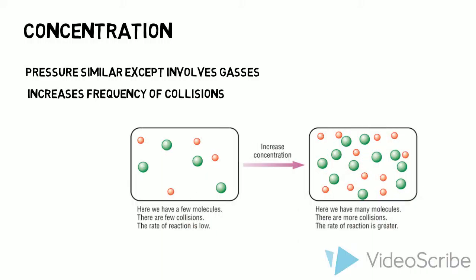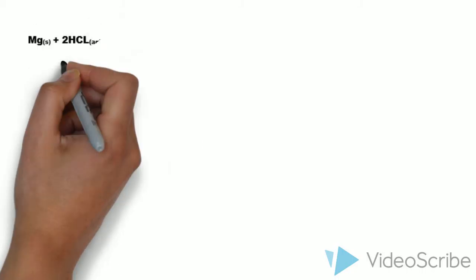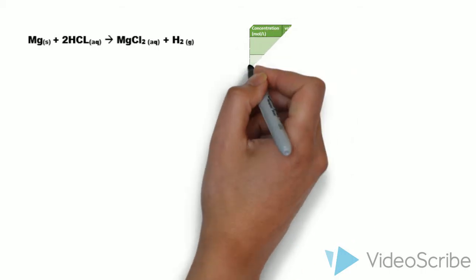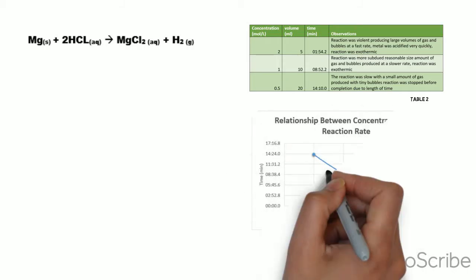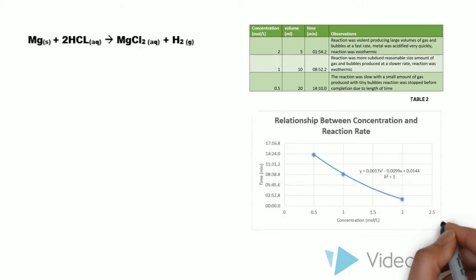Two experiments were performed to show the relationship between concentration and reaction rate. The first experiment was between magnesium and differing molar concentrations of hydrochloric acid, and the results showed that the magnesium placed into 2 moles of HCl took 1 minute and 54.2 seconds to react completely, while magnesium placed into 0.5 moles of HCl was still ongoing after 14 minutes.